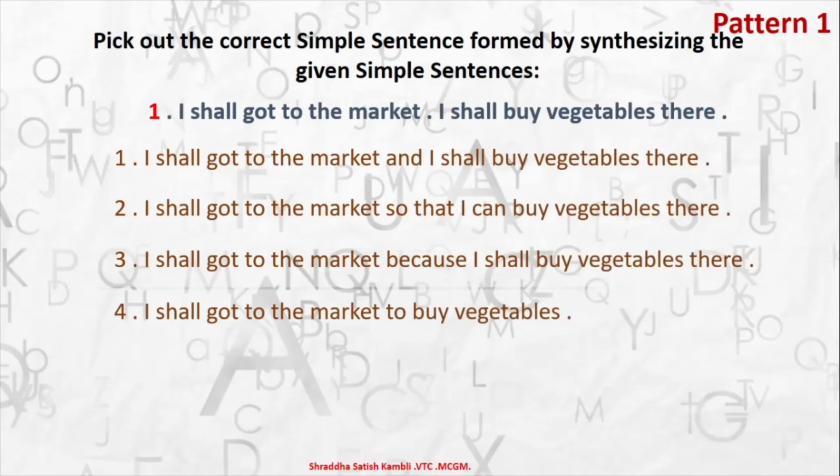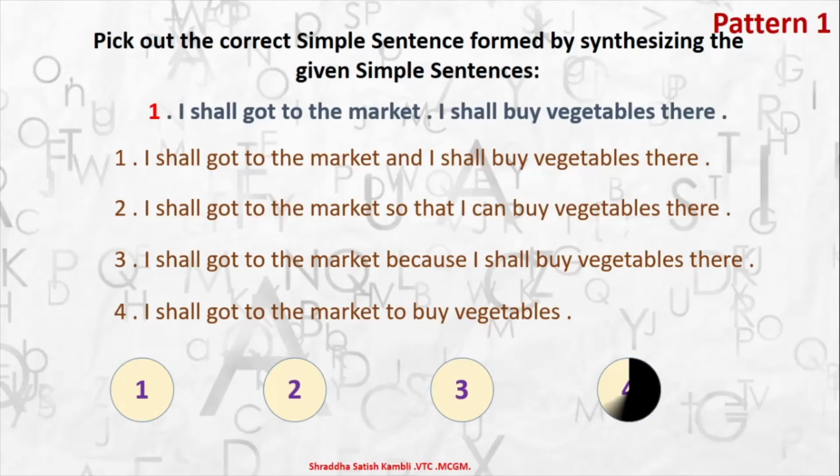I shall go to the market and I shall buy vegetables there. I shall go to the market so that I can buy vegetables there. I shall go to the market because I shall buy vegetables there. I shall go to the market to buy vegetables. So what do you think is the right option? Which one is correct? I shall go to the market, I shall buy vegetables there will become option number 4. It will say: I shall go to the market to buy vegetables.